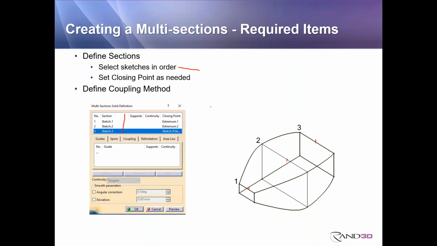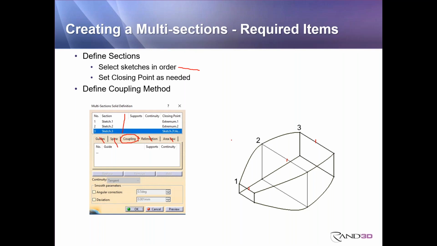And then the other thing you'll need to pay attention to is you'll need to come down below here to coupling, and you'll have to make sure that you've got the right coupling method turned on. But those are really the only two things you have to do to create a multi-section. But you can see you've got a lot of other choices here. I've got guides, I've got spline, I've got relimitation, I've got area law. So we're also going to go through and talk about all those choices as well.